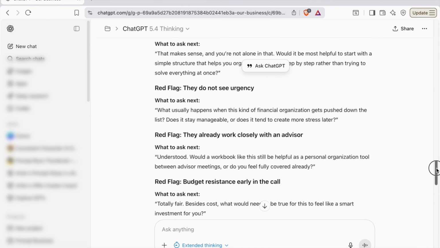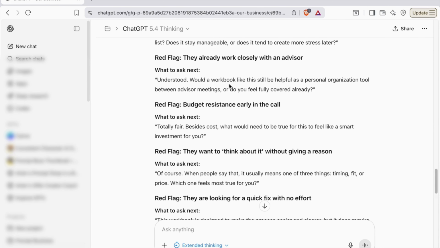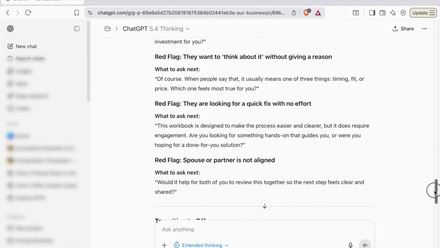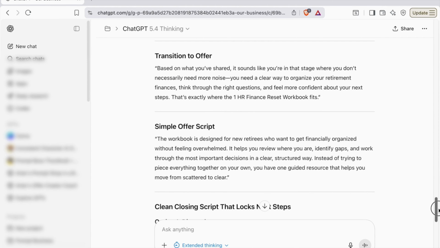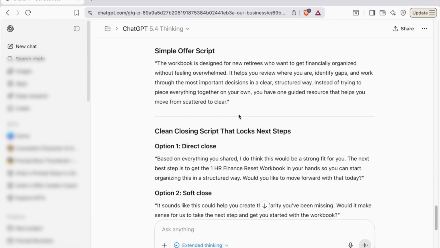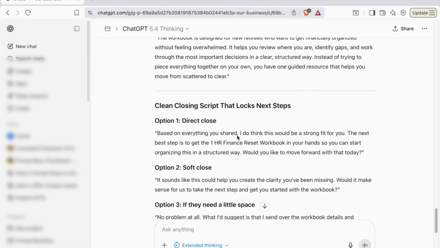And if they don't see the urgency, if they already have their own advisor, they have already built these different scenarios in for you. And then you'll transition into your offer. There's an offer script and a closing script that helps you.